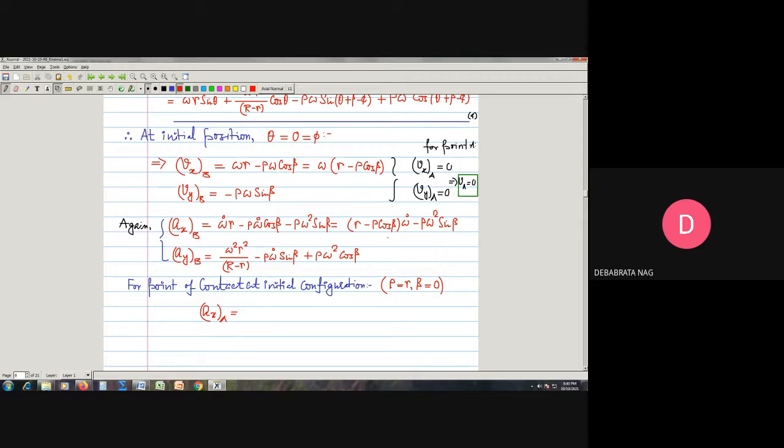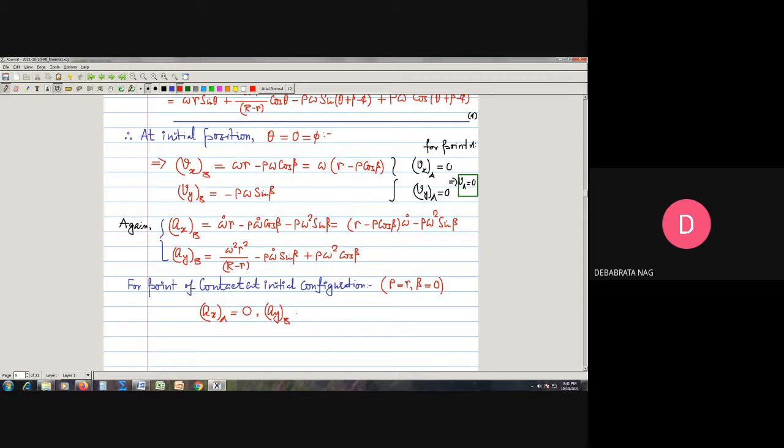So here, if you put rho equal to R and beta equal to 0, then beta equal to 0 means this becomes 1. This R and rho being equal, this term will not exist. And rho omega square beta being equal to 0, this will become simply 0. So it means that the point A does not have any horizontal component of acceleration in the initial configuration. Now you see what will be the y component of acceleration. Is it also 0? Because we have seen that both the components of velocities were 0.